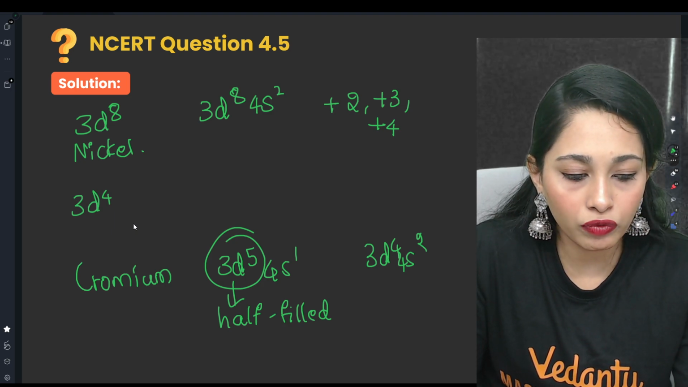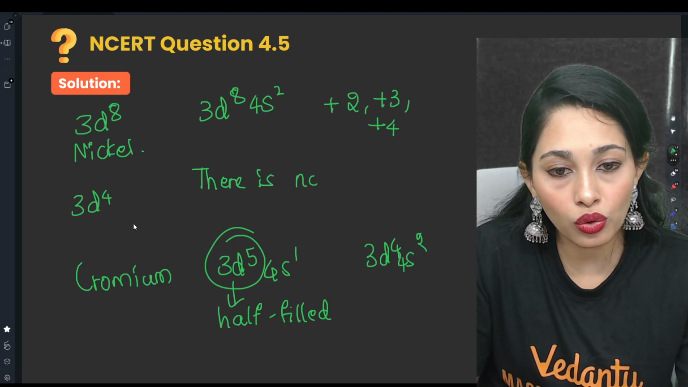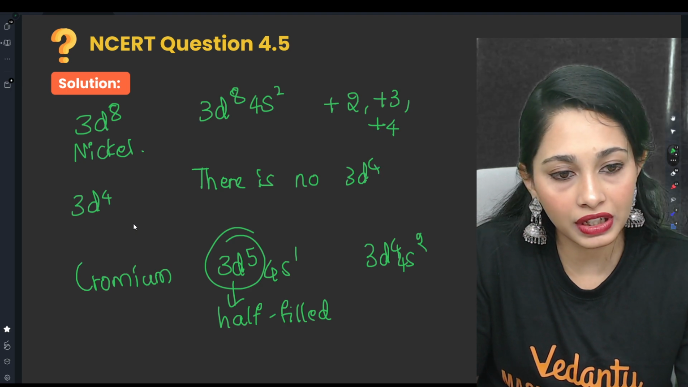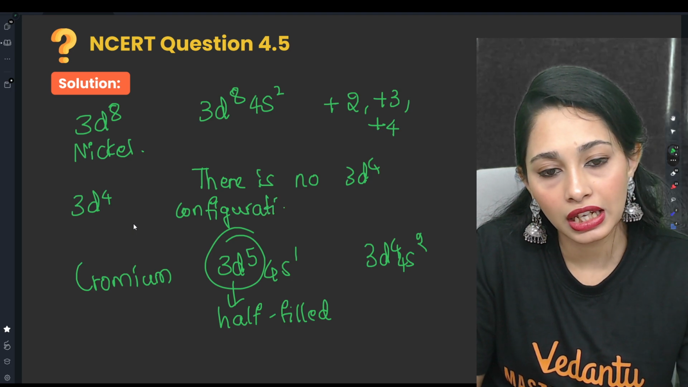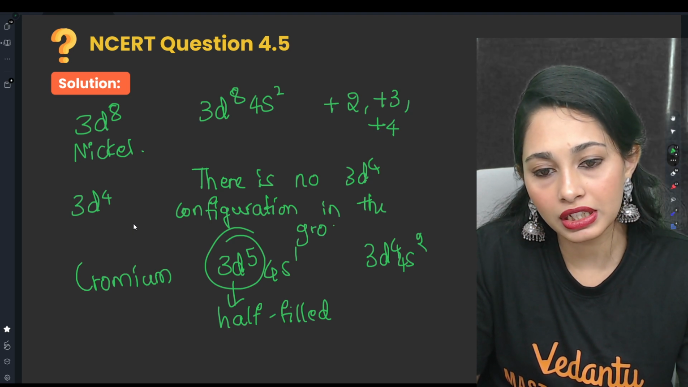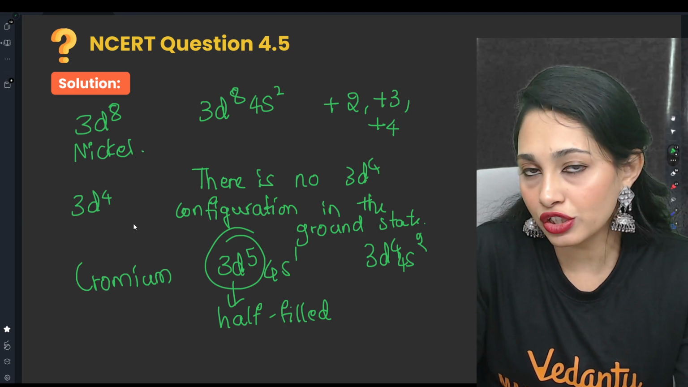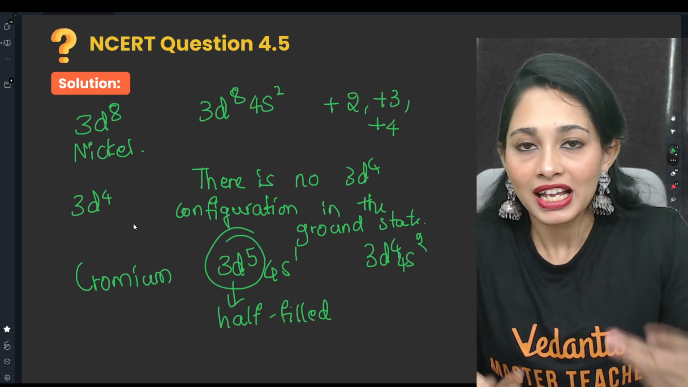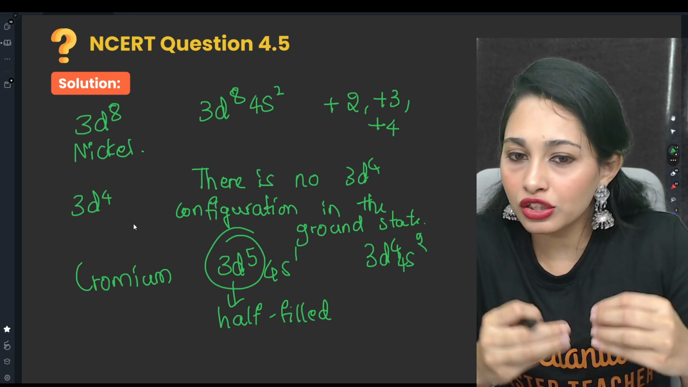So there is no 3d4 configuration in the ground state. 3d4 is not shown by any of the transition metals. This oxidation state is not shown.